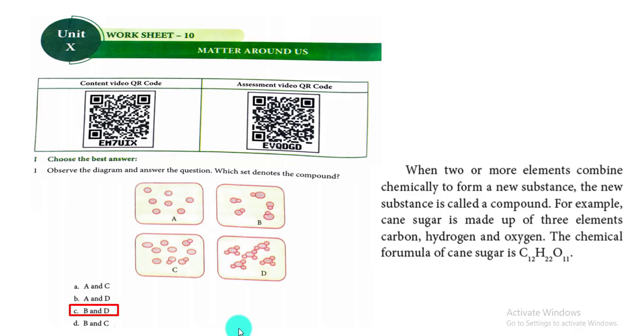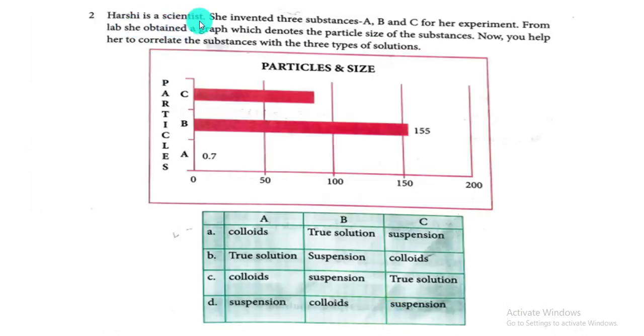What is the answer for this question? B and D. What is a compound? When two or more elements combine chemically to form a new substance, the new substance is called a compound. Example: C12H22O11, that is sugar, which has three elements: C, H, O.